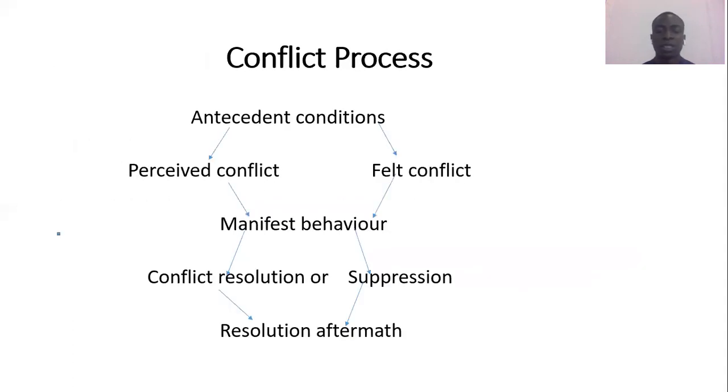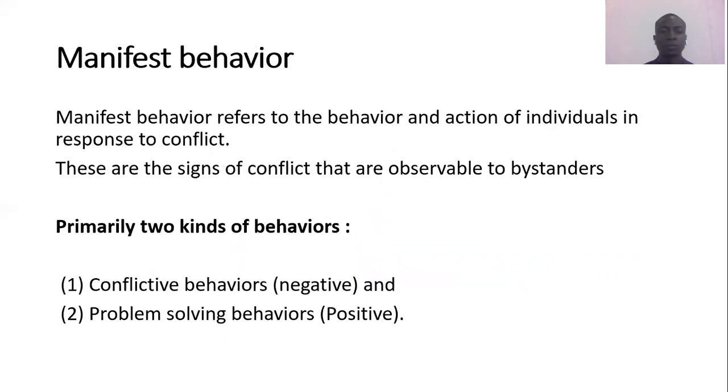So the conflict process has the first one, antecedent conditions, which we also call pre-existing. We have also the perceived conflict, so pre-existing is on top. Then you have perceived conflict, felt conflict, manifest behavior, conflict resolution, then conflict aftermath. So they are all following in line. So the first stage is going to go through all those stages until the last stage. Manifest behavior refers to behavior and action of the individual in response to conflict.